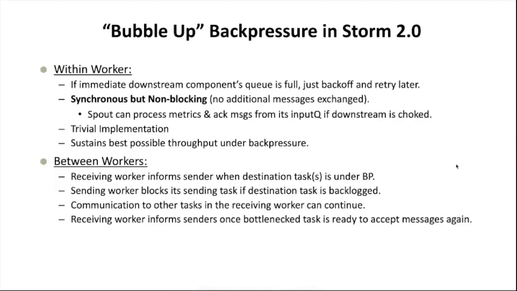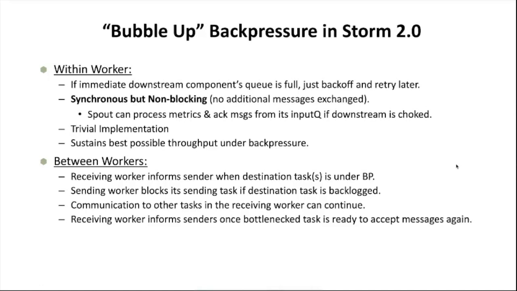So for Storm 2.0, we actually have a very simple mechanism. Within the worker, if you recall, I was pointing out that we eliminated unbounded queues and we're working with bounded queues. And this is basically computer science 101. If you are not able to insert into a queue, you fail, right? Classic producer-consumer, an interview question you probably get asked in some of your job interviews. So all that's doing is the upstream guy is trying to write to the downstream queue. He can't, so he backs off. There's no need for additional communication there. Very simple, right?